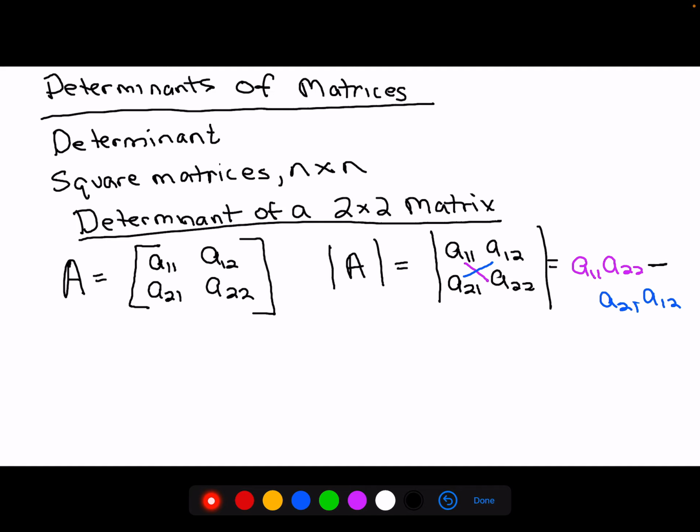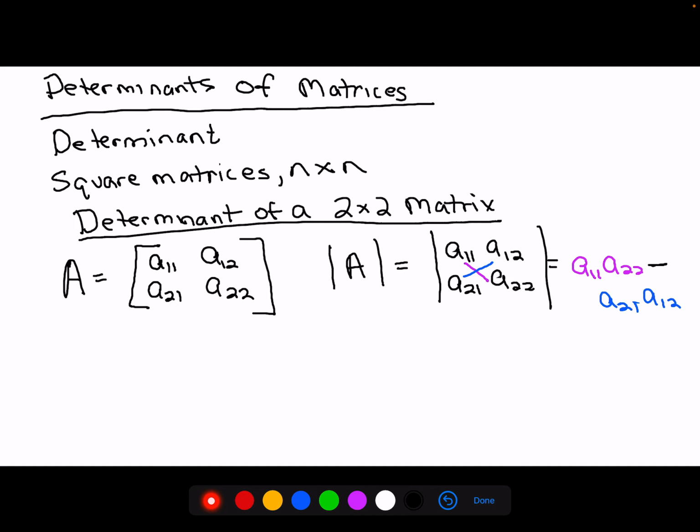So you have that little diagonal multiplication starting from the upper left at A11, first row, first column. You'll start there, do a little diagonal multiplication, and then do the other diagonal multiplication and subtract the results. And that's it for a 2 by 2 matrix. That is your determinant.